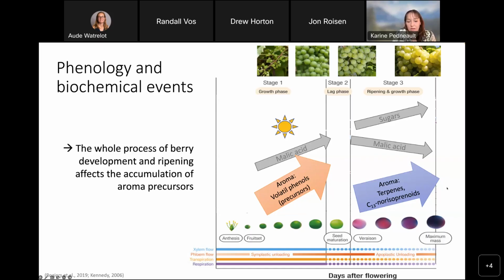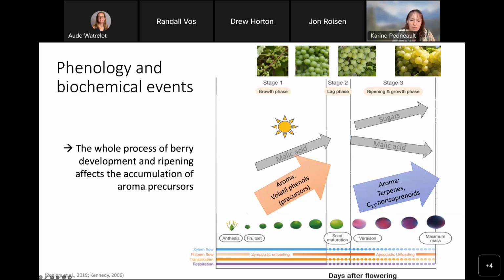Another thing that happens in this whole process is that sunlight will also affect the level of terpenes and C13 norisoprenoids that you will get in your berries at the end. So I don't know if you follow very well what I'm saying, but what happens here in terms of heat and light is affecting what you will get in your berries at the end when they are ripe. So it's really a long process, you see.